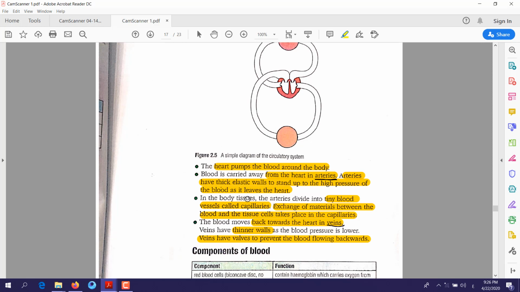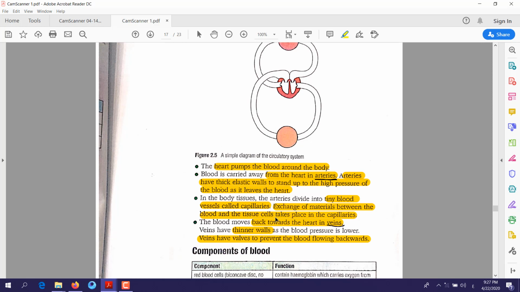Then, another type of blood vessels we call blood capillaries. Capillaries are what? In the body tissue, the arteries divide into tiny blood vessels called capillaries. These capillaries are tiny. The diameter of them is small. Their walls consist of only one layer of cells. So the function of it is to what? It's to exchange materials between the blood and the tissue cells. Okay.